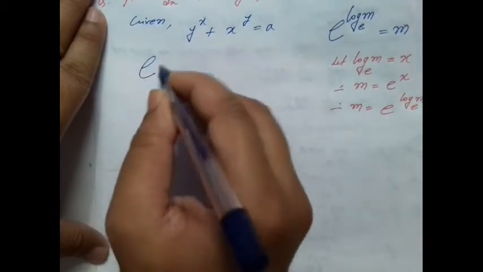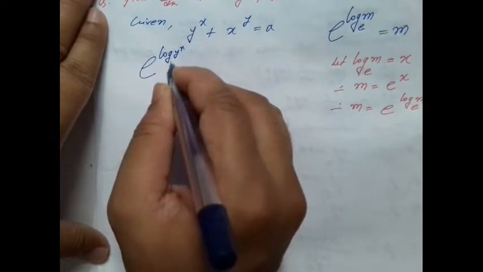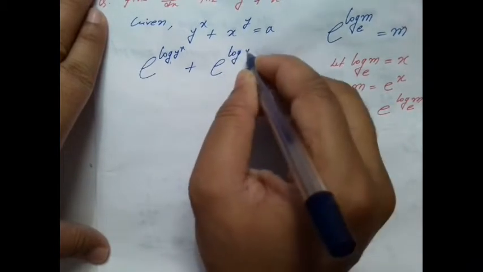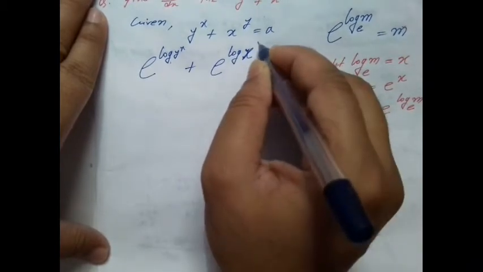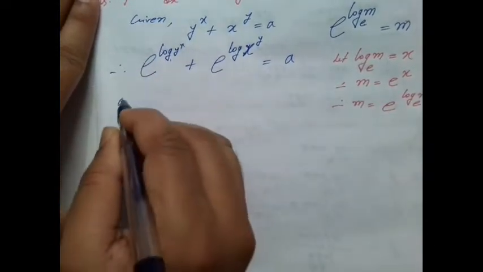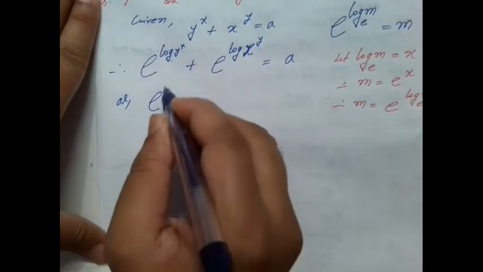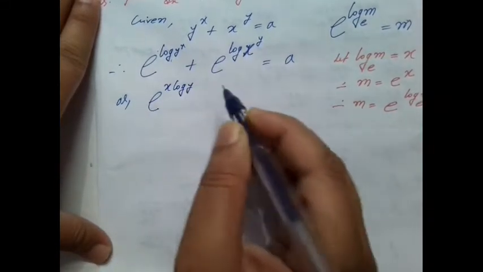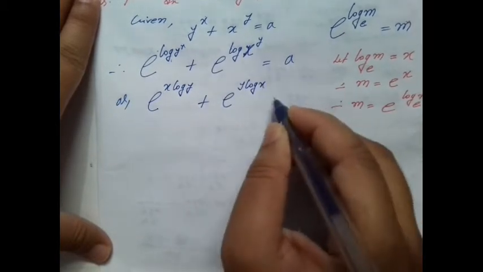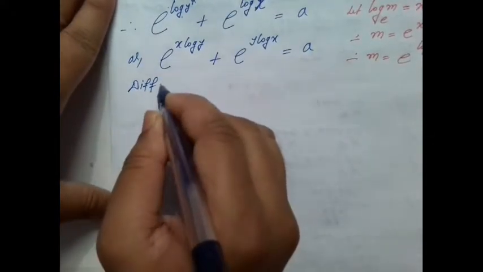This one is our m, so we have to write e to the power log y to the power x, and here base e no need to write, plus e to the power log y x to the power y equals a. Now the power of y will come to the front, so e to the power x log y plus e to the power y log x equals a. Now we have to differentiate.